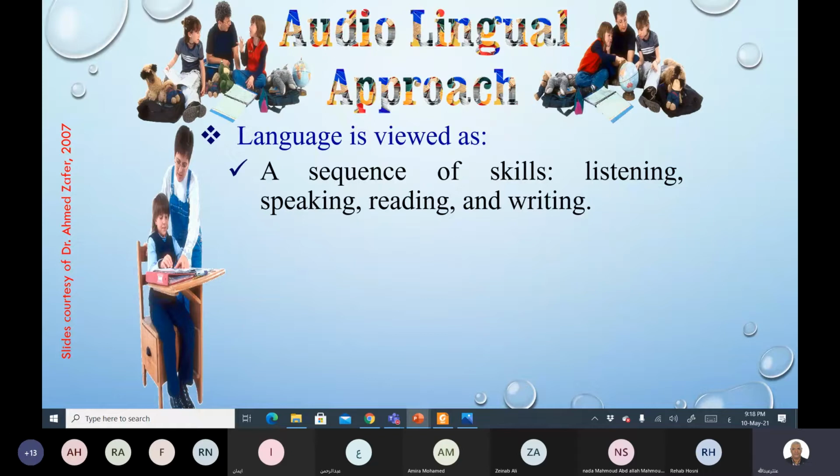And you may remember that in the video clip that you have watched, the teacher started with listening. They were listening to the teacher, acting the dialogue, and they were repeating after the teacher in the speaking. And finally, there were some pieces of writing.